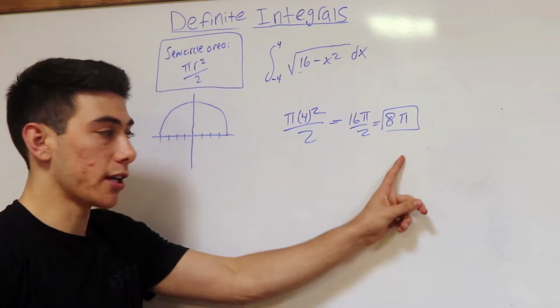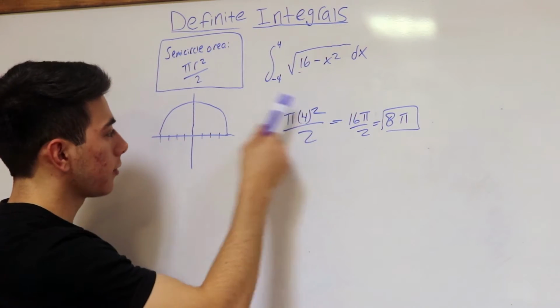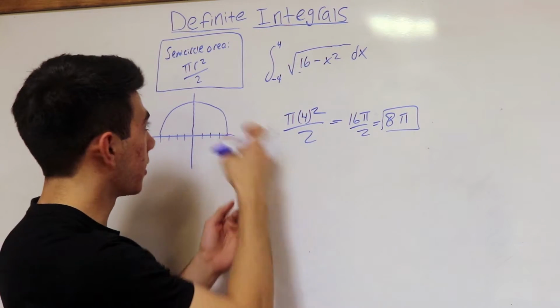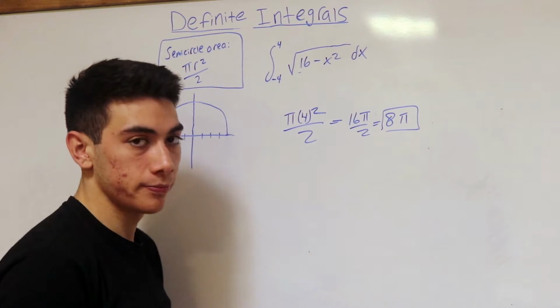And there we go, that's our answer. The way we got that was simply from the radius of our semicircle. Then plug it into the equation and you're good.